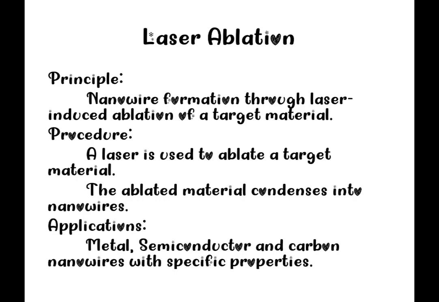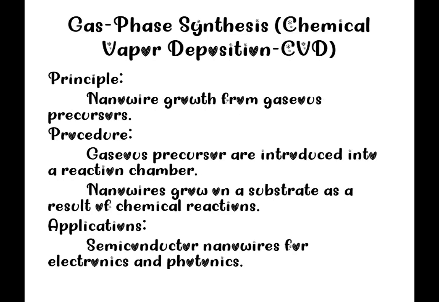Laser ablation. Principle: nanowire formation through laser-induced ablation of a target material. Procedure: a laser is used to ablate a target material. The ablated material condenses into nanowires. Applications: metal, semiconductor and carbon nanowires with specific properties.